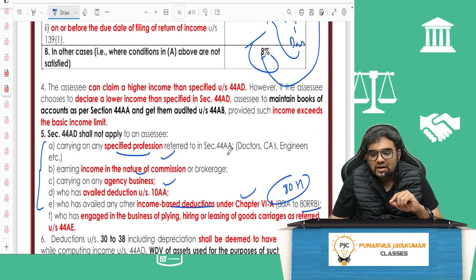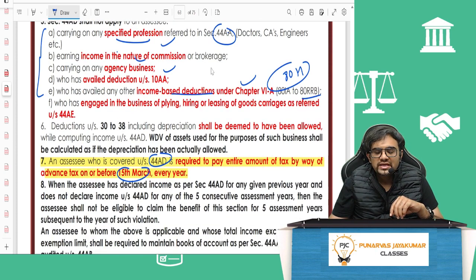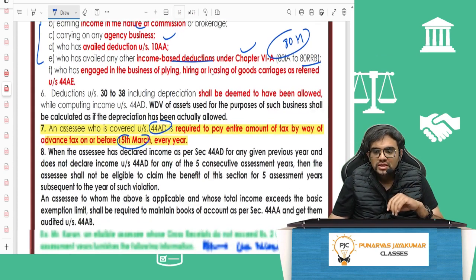The SSE can claim a higher income than specified. If he is declaring a lower income, then he has to maintain books of accounts as per 44AA and get them audited under 44AB. 44AD shall not apply to agency business, and 44ADA, that is your doctor, CA, engineer, because for them 44ADA will apply. And any commission business, it will not apply. And if you have availed any income-based deductions under 80H to 80RRB, it will not apply. And if you are engaged in the business of plying or leasing goods carriages under 44AE, then obviously it will not apply. So that is what it is.